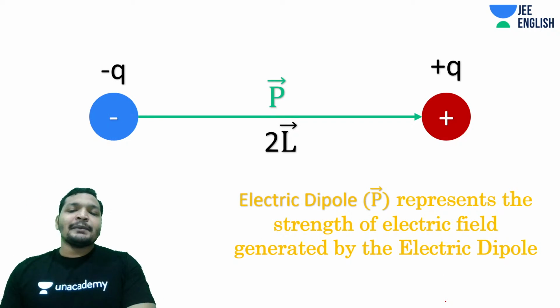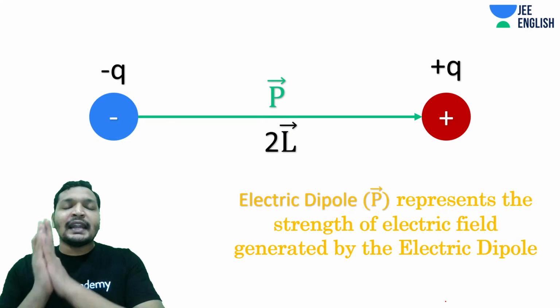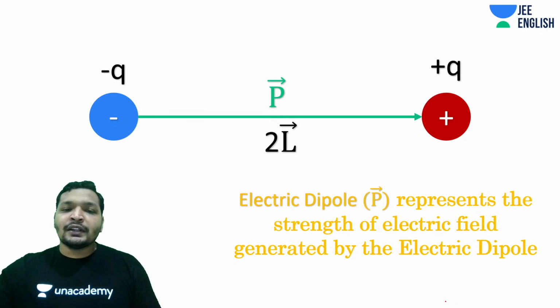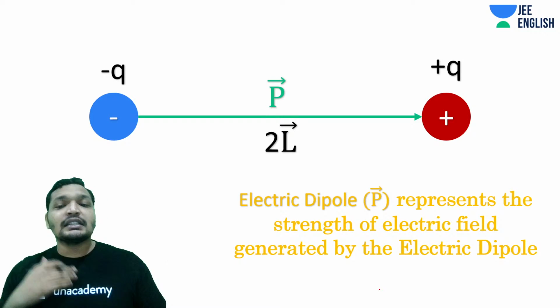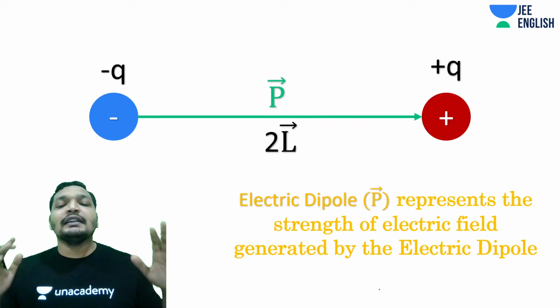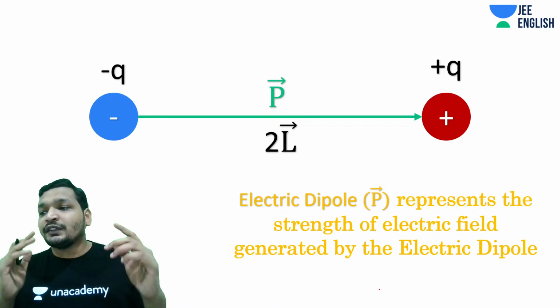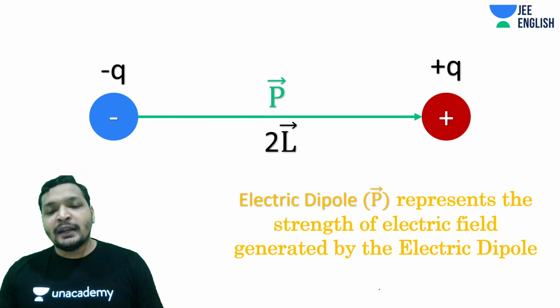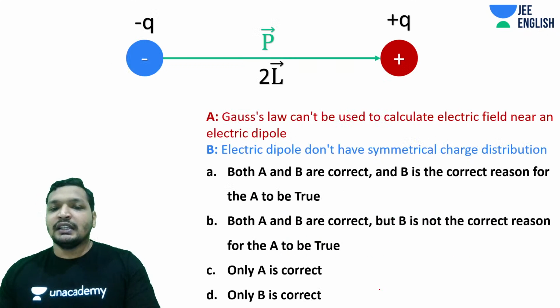And what does dipole represent? Dipole is all about representing the strength of electric field generated by an electric dipole. What is the importance of the electric dipole? I told you, there are many molecules in which dipoles exist. So dipole tells us literally the field around those molecules. So electric dipole moment represents the strength of electric field around the electric dipole. This you will understand as we start deriving the electric field.